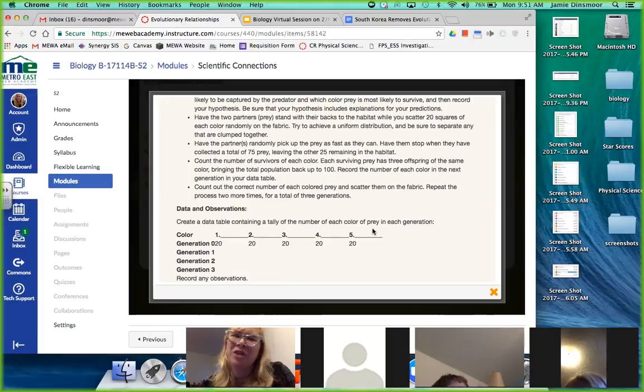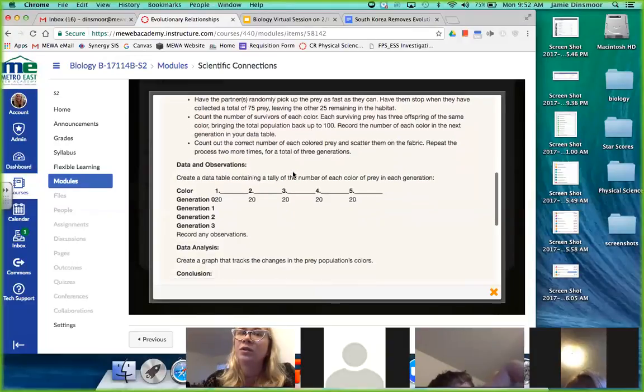Actually, I don't even think you have to cover your eyes. They don't even care about you covering your eyes here. You don't have to. You're just going to pick up, let's see how many squares you have to pick up. You need to collect 75 papers. So just grab them until you have 75. Then what you're going to do is count the number of survivors in each color.